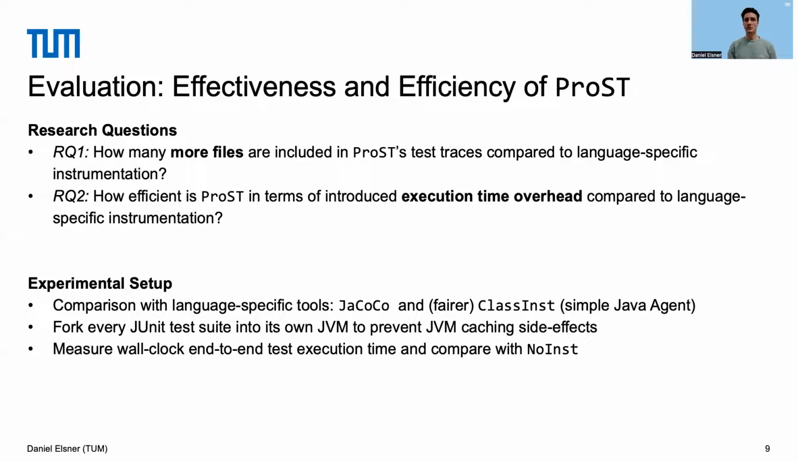So we fork every JUnit test suite into its own JVM to prevent such caching side effects. This is common practice in industry, and several research papers have already talked about it. Why is it beneficial? Well, in general, having one test per JVM fork increases your test reliability and prevents a shared test state that might lead to test order dependencies, which you want to prevent. We measure the wall clock end-to-end test execution time and compare the execution overhead against a non-instrumented version of the program.